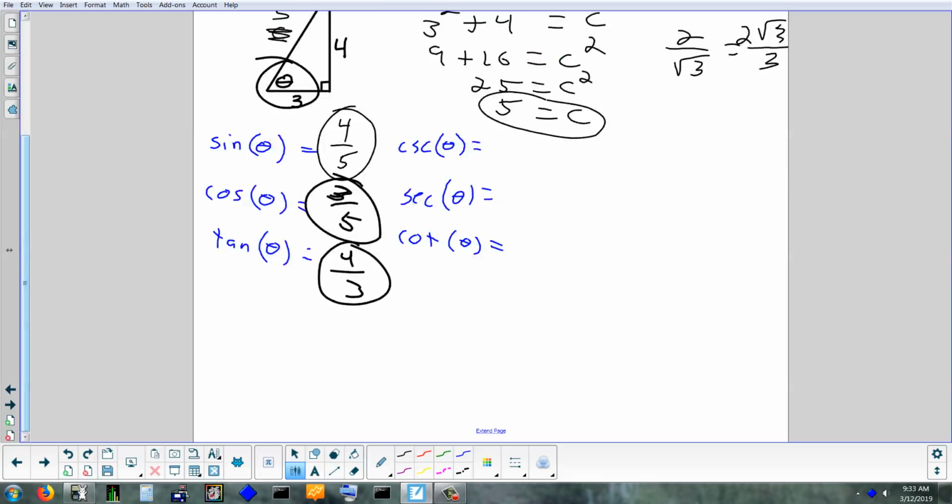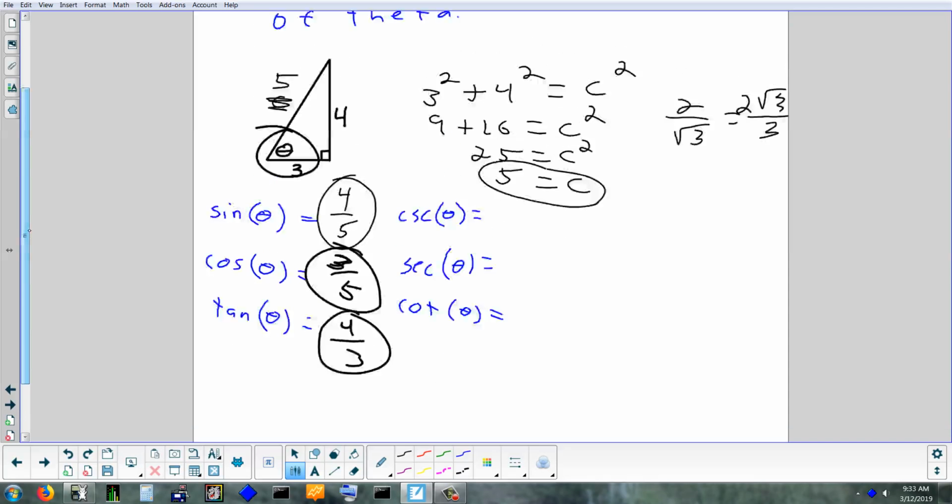All right, and now that we've got those three, Allie, what do I do with each one of those to get the 3 on the right? Just flip them. So 5/4, 5/3, 3/4. Any questions on that? All right.